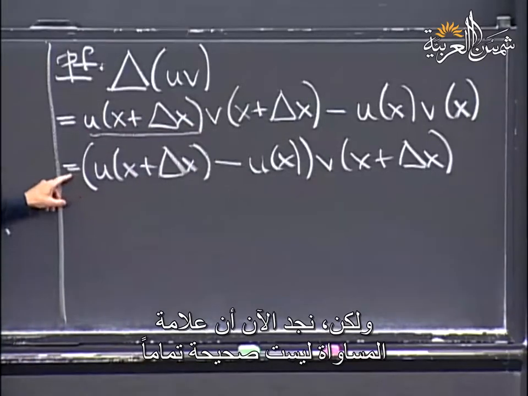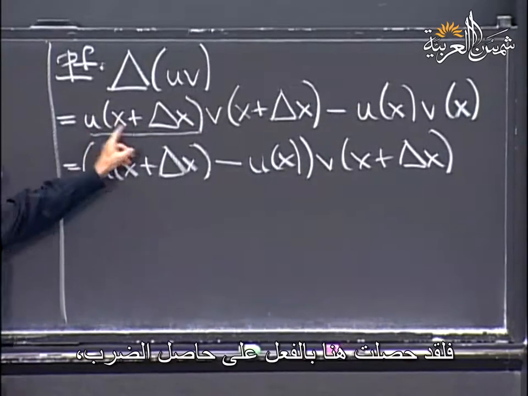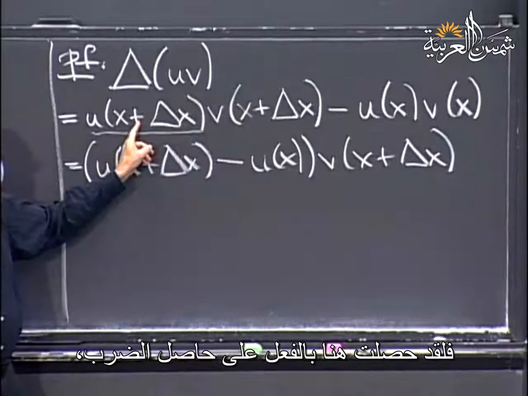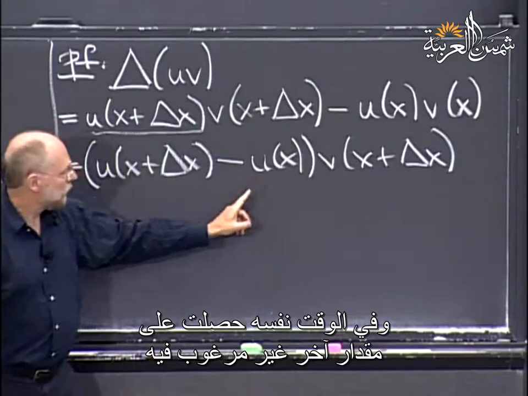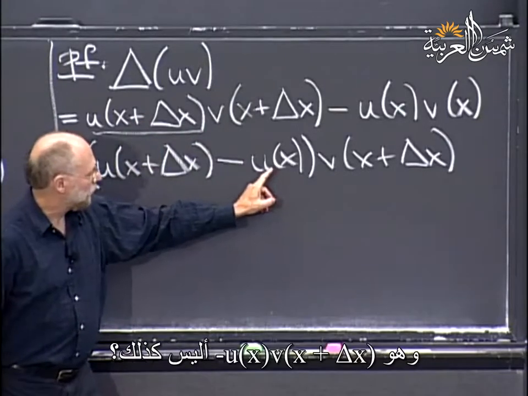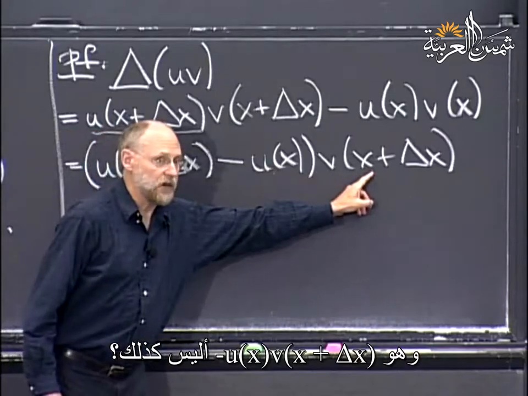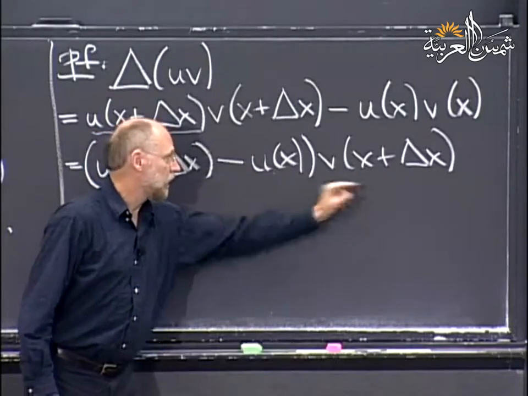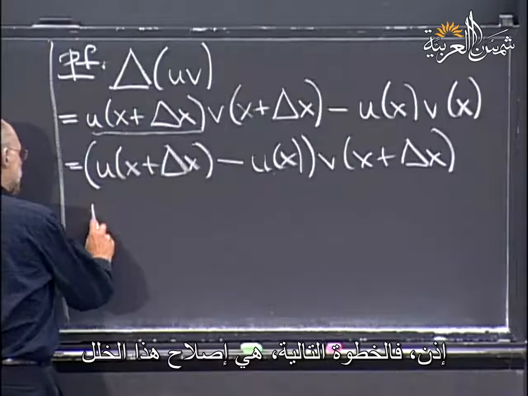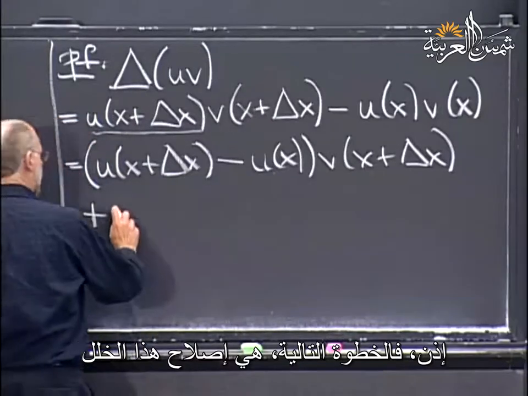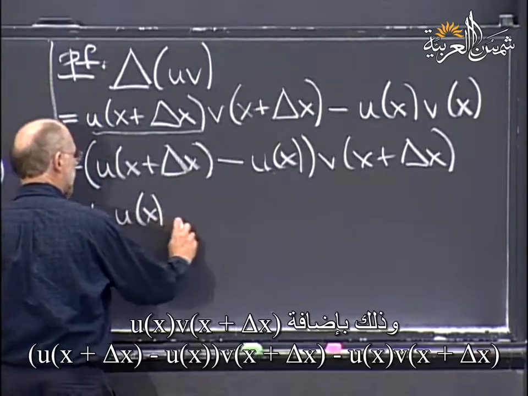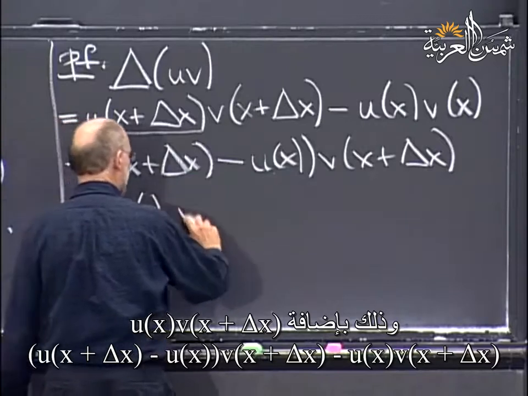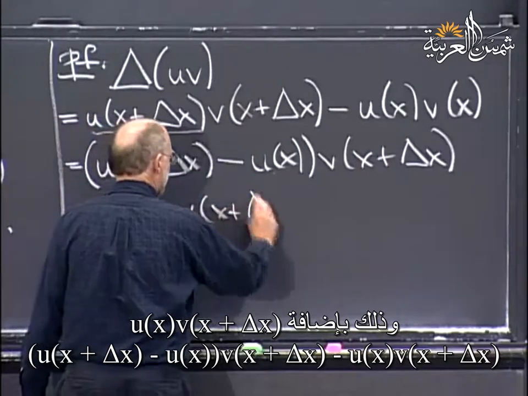Now, this equality sign isn't very good right now. I've got this product here so far, but I've introduced something I don't like. I've introduced u times v of x plus delta x, right? Minus that. So the next thing I'm going to do is correct that little defect by adding in u of x times v of x plus delta x.